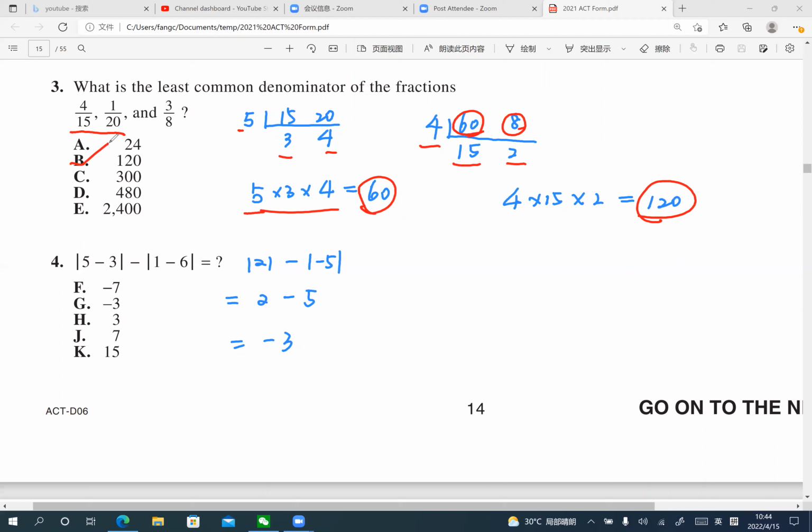Question 4, the absolute value of 5 minus 3 minus the absolute value of 1 minus 6. So 5 minus 3 is 2, 1 minus 6 is -5. So it is equal to the absolute value of 2 minus the absolute value of -5. The absolute value of 2 is 2. The absolute value of -5 is 5. So 2 minus 5 is -3. So we should choose option G.